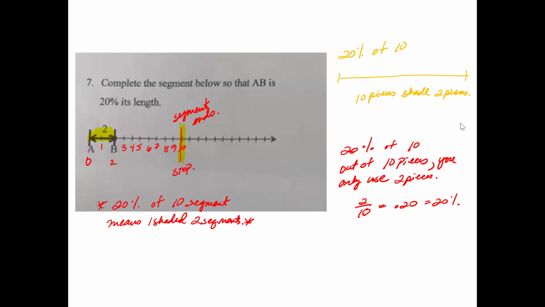Are you done with your report? So go ahead and color it in, please. Not color it, but just label it. Segment ends right there. 10 pieces.